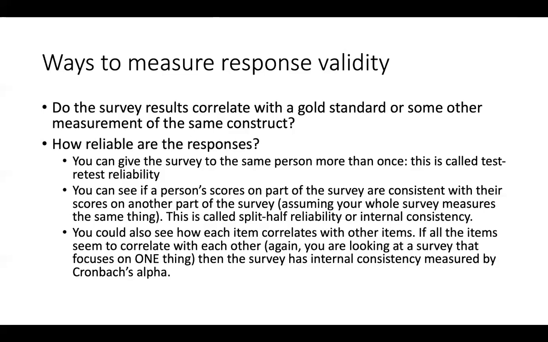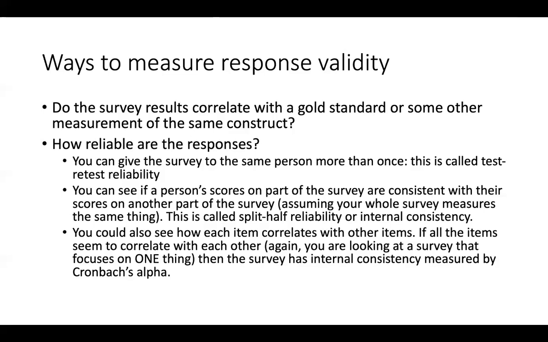So when you're looking at whether questions correlate with each other, you could look at split half reliability. You could look at internal consistency. How did the questions correlate with other questions? And then you can also look in a global way at the whole questionnaire. How do all of the items correlate with all the other items? If they all seem to correlate well with each other, then that's another measure of reliability called internal consistency. We call that Cronbach's alpha.